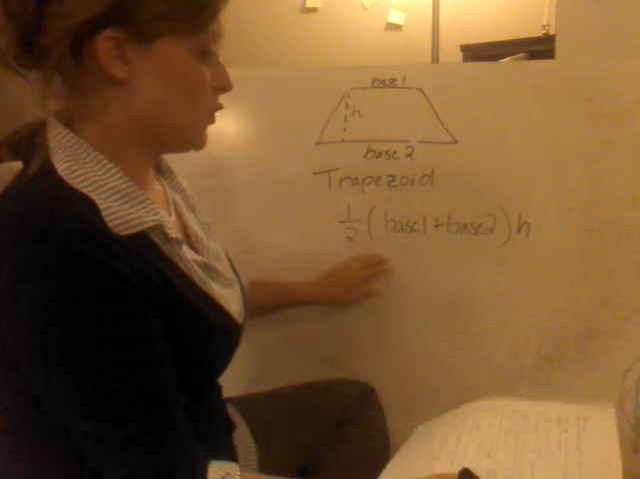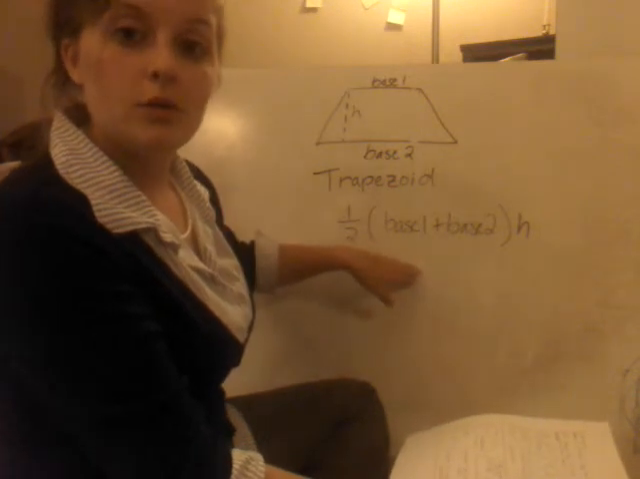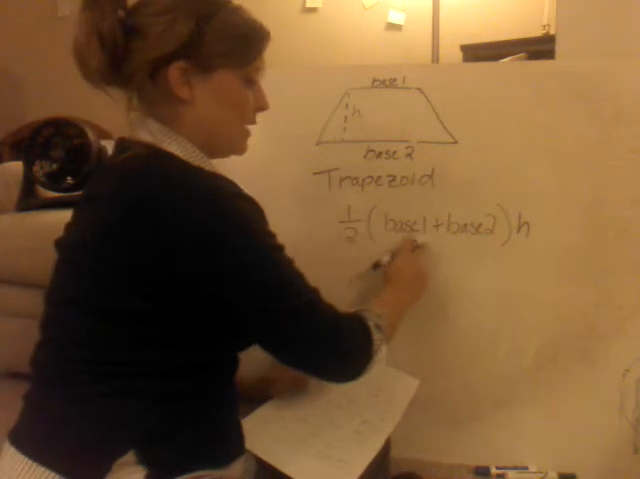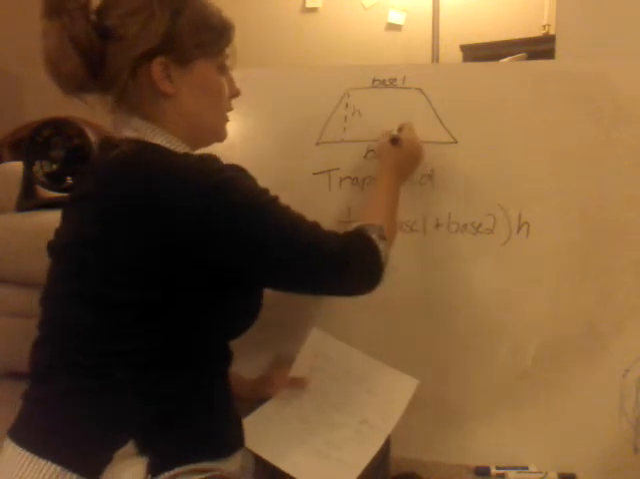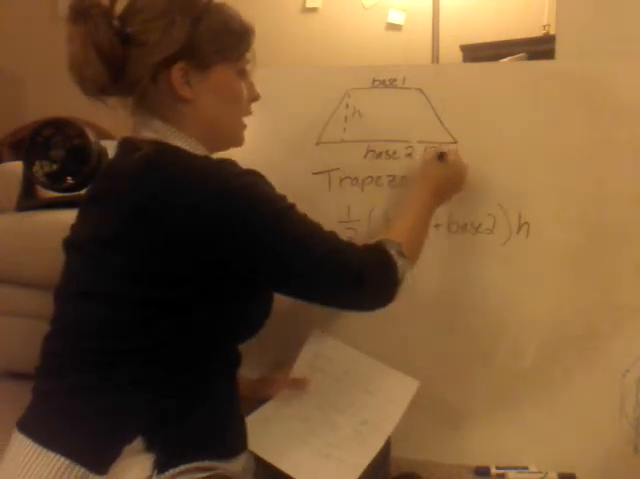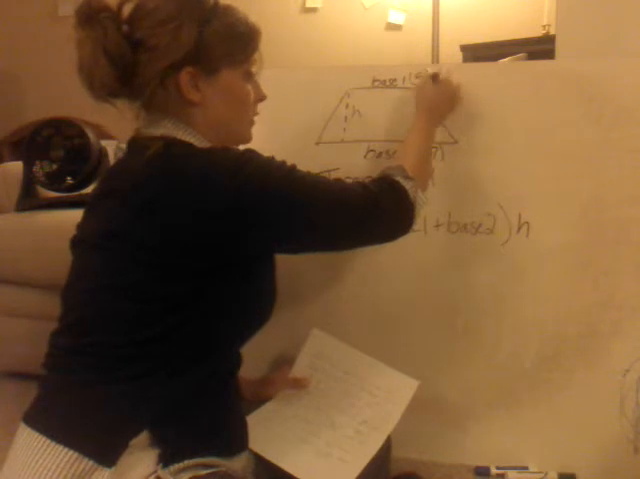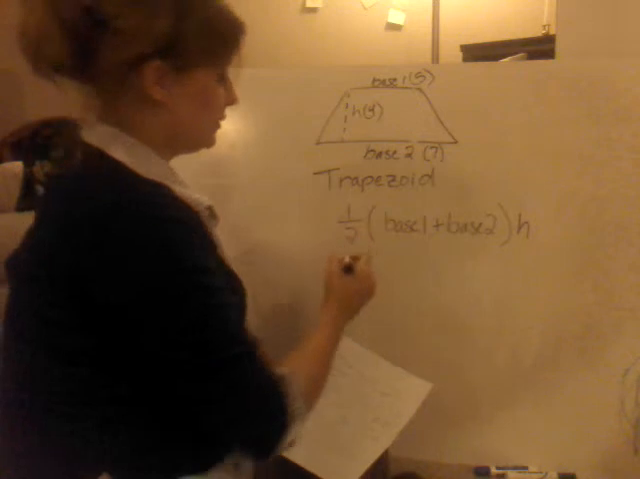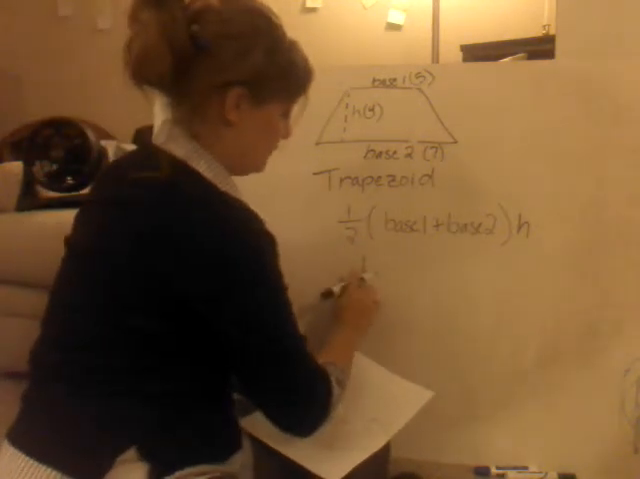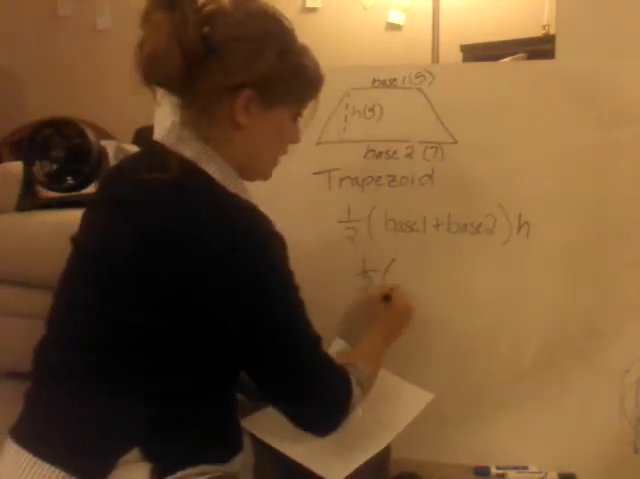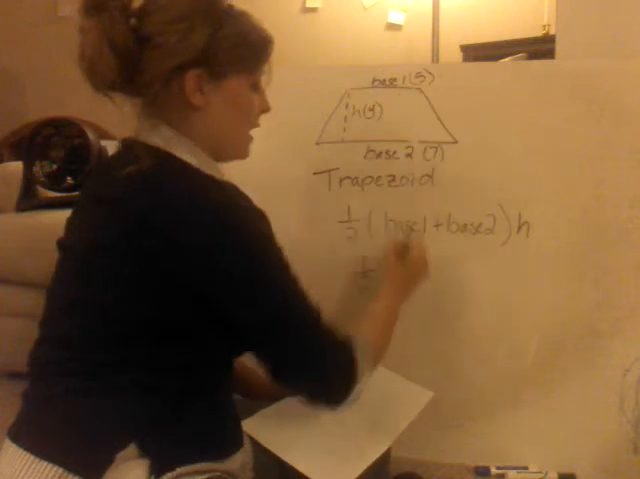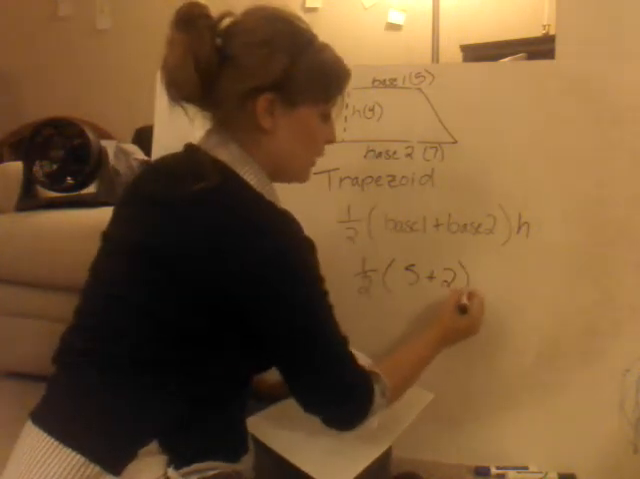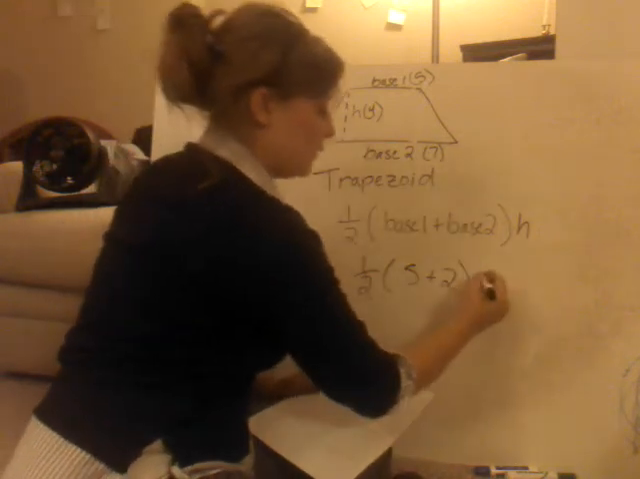So that's why this formula looks somewhat similar to a triangle formula. But I literally would just add my bases together. So let's say I call this one 7, and this one's going to be 5, and then I'll label my height 4, just for giggles. So I'll have 1/2 times my first base, 5 plus my second base, 2, all times my height of 4.